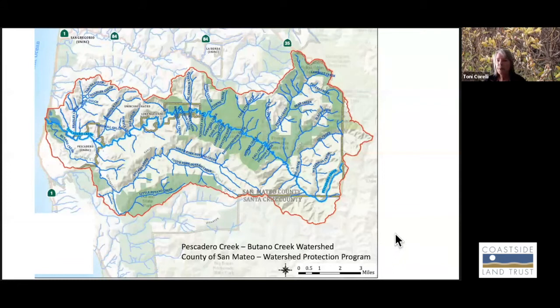Here is a map where you can see the extent of the Pescadero and Butano Creek watershed, 48,000 acres. The water drains from the top of the Santa Cruz Mountains to the marsh and towards the ocean, where the Pescadero and Butano Creeks come together to form the 320-acre Pescadero Marsh.